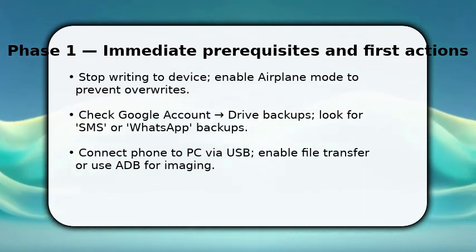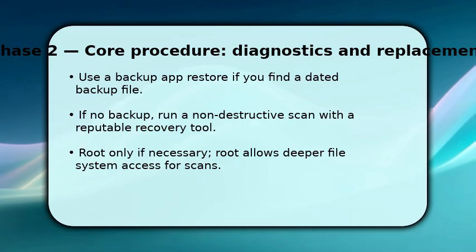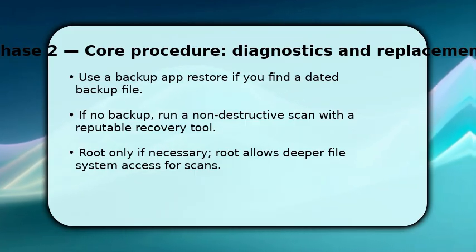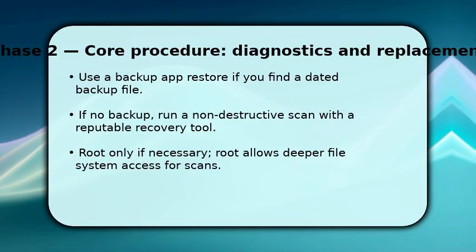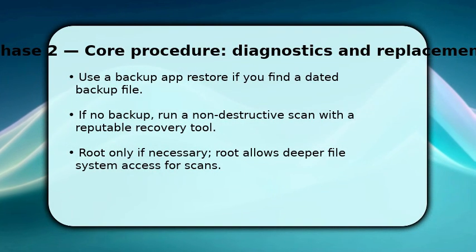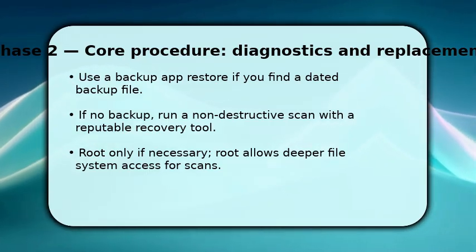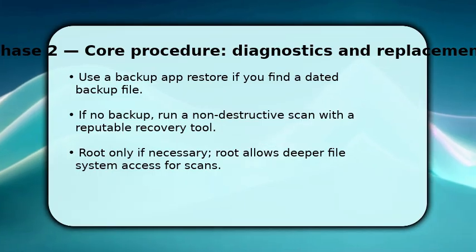Once you have an image or confirmed no cloud backup, run a recovery tool that supports SMS and app databases. Use a non-destructive scan mode first. This searches for deleted SQLite records and message fragments. If the device is unrooted and the app needs deeper access, consider temporary root only after imaging. Rooting changes data and can void warranties.